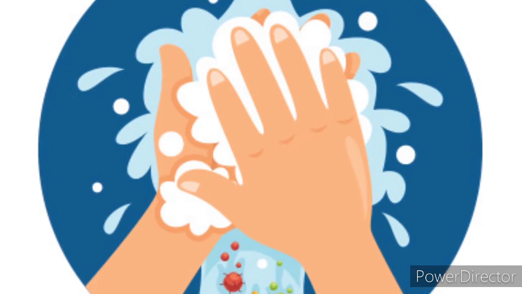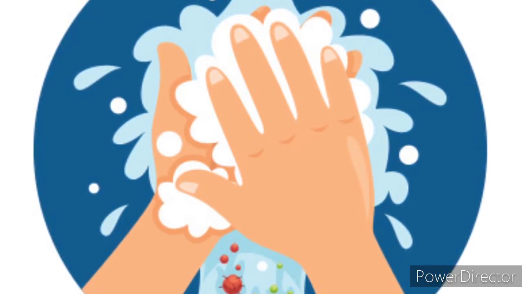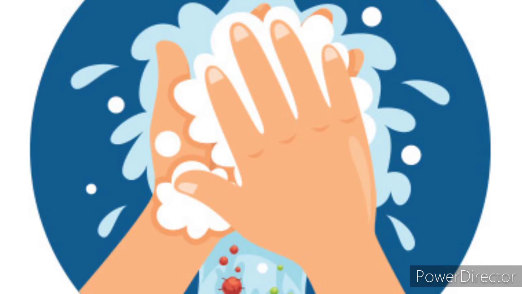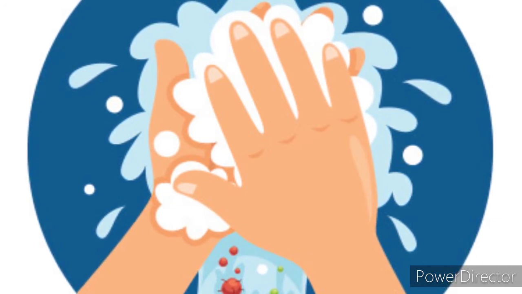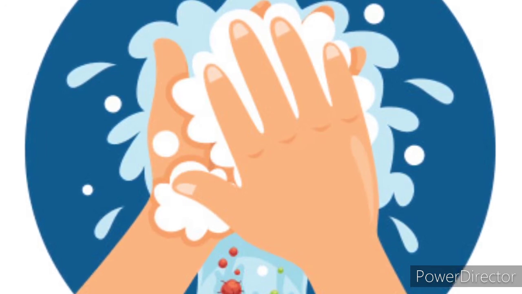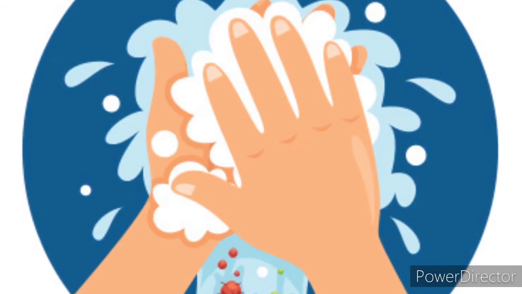When hands are visibly dirty, contaminated, or visibly soiled with blood or body fluids, wash hands with either an antimicrobial soap and water, or non-antimicrobial soap and water. So we should always wash our hands with the antimicrobial soap and water. If hands are not visibly soiled, after removing visible material with non-microbial soap and water, so these are the various conditions in which we have to wash our hands.